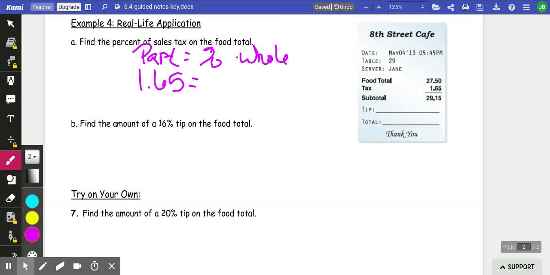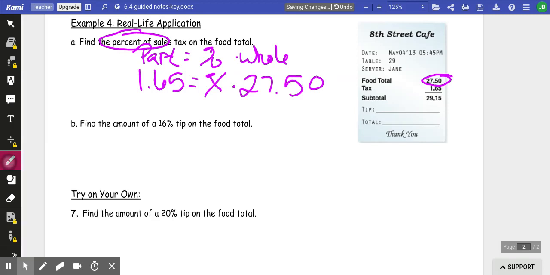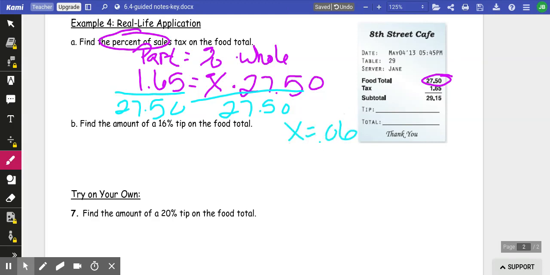The percent, because it says find the percent, is what I'm looking for, so I'm going to put X there. The whole amount was $27.50. So the X times the $27.50. But now, because it's an equation, I need to undo that. So I'm going to divide by $27.50 on both sides. And I end up with X equals 0.06. It says percent again, so I want to turn this into a percent, which means my X equals 6% because I shift over my decimal twice, or multiply it by 100, to get my percent.